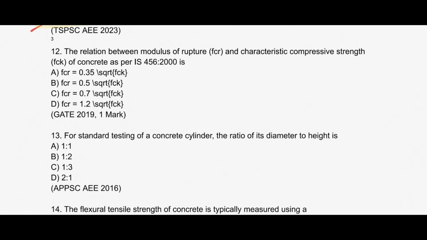12th question. The relation between modulus of rupture and the characteristic compressive strength FCK of the concrete as per IS 456/2000 is option A, FCR is equal to 0.35 under root FCK, option B, 0.5 under root FCK, option C, 0.7 under root FCK, and option D is 1.2 under root FCK. So the answer is option C, that is 0.7 root FCK.